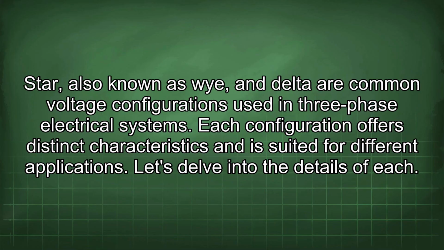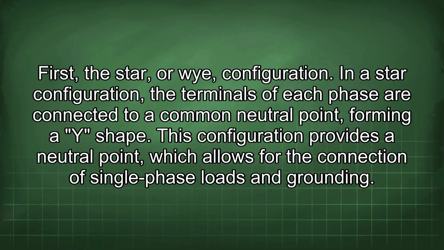Star, also known as Y, and Delta are common voltage configurations used in three-phase electrical systems. Each configuration offers distinct characteristics and is suited for different applications. Let's delve into the details of each. First, the star, or Y, configuration.